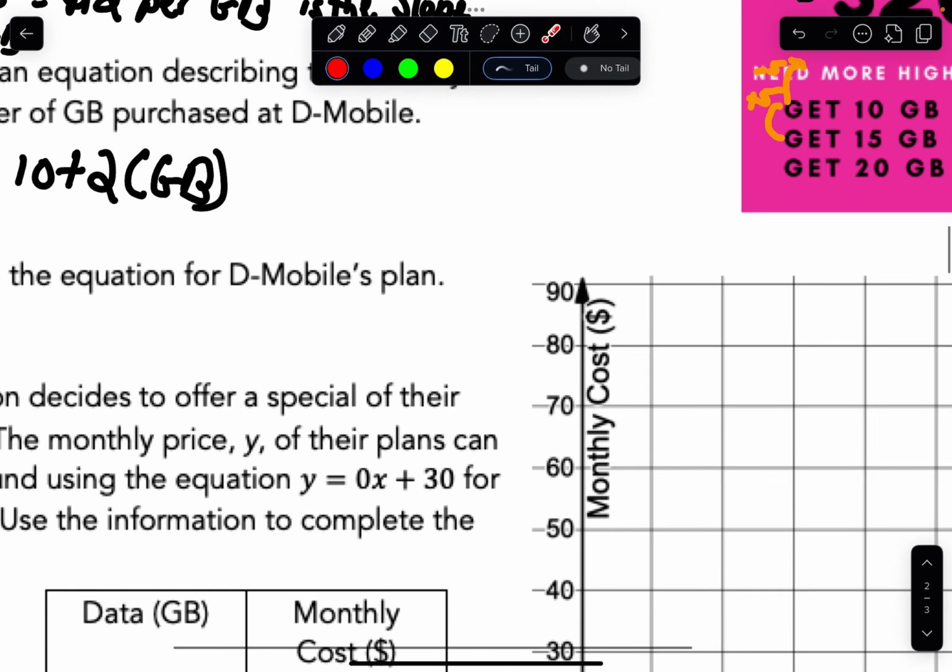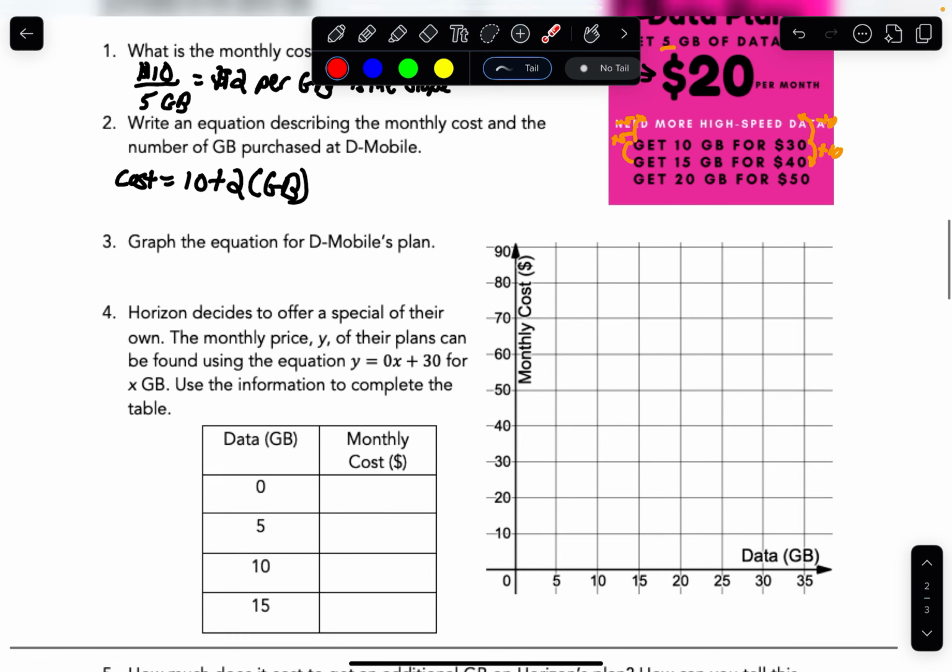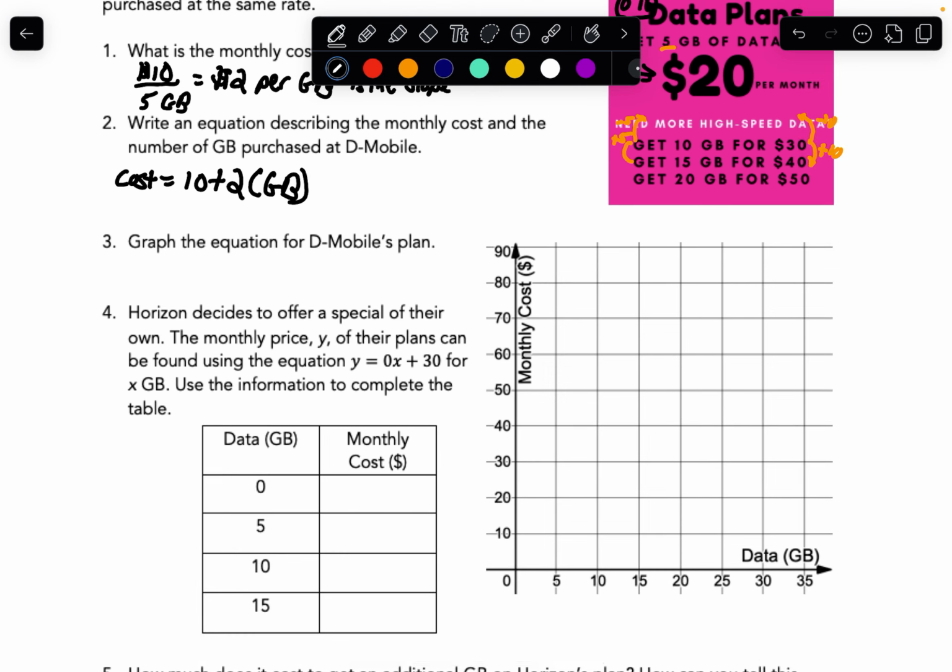Then it says graph this equation. This is where I'll slow down because I have to graph this. We know the y-intercept is 10. There's one dot. And then we go up 2 every time. For every additional gigabyte, we charge 2. So if we go over 5, 2 times 5 is 10. We go up, and so every 5 we go up 10. And we get this. That is the graph of this line.